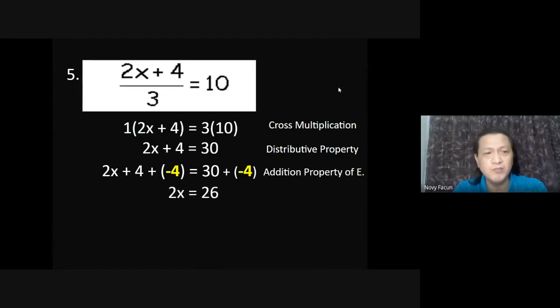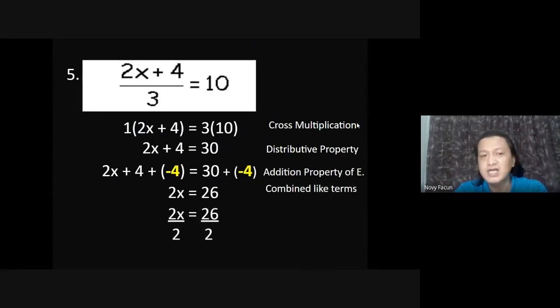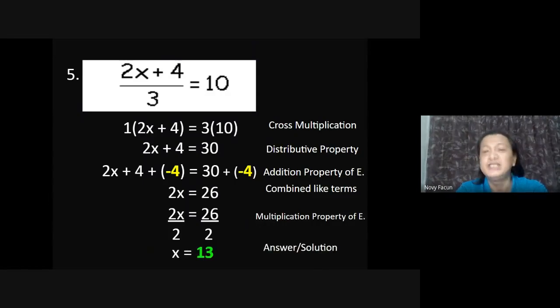Okay, kaya cancel yung 4 tsaka negative 4, magiging 2x na lang. Dito naman sa right side, 30 plus negative 4, the same as 30 minus 4, that is 26. And then, para matanggal natin yung 2, you have to apply the multiplication property. Or you have to multiply both sides by the reciprocal of 2, which is 1/2. Or meaning, shortcut mo na lang siya. Divide 2 na lang siya. And that is cancel yung 2 dyan. X na lang yung nasa left side. Sa kanan naman, 26/2 or divide by 2, that is 13. Okay, that is multiplication property. And your solution is 13.